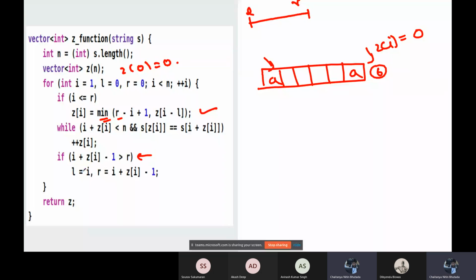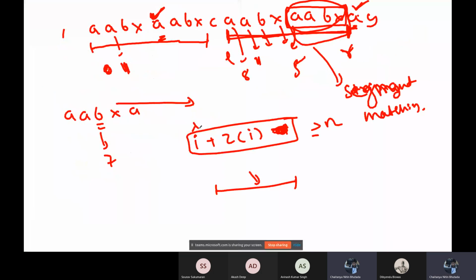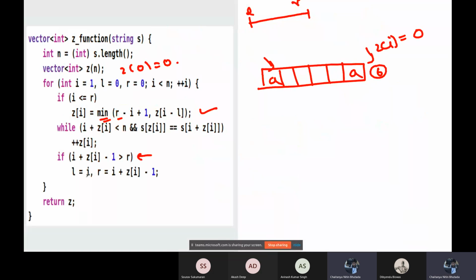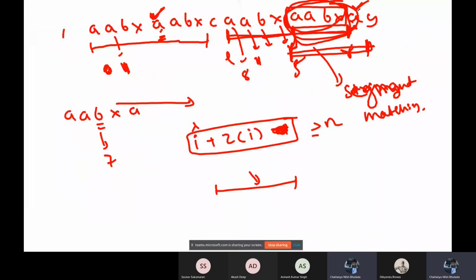And now here we will change the segment. Like we said here, we took the value 5 instead of 4 because we check a and a here. So we took the value 5. If we took the value 5, we will have to change the segment matching to this. So the new segment matching will be L equal to I and R equal to the extent it is in the string segment matching.